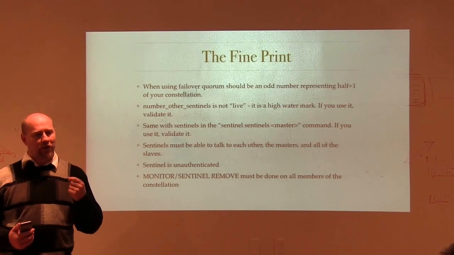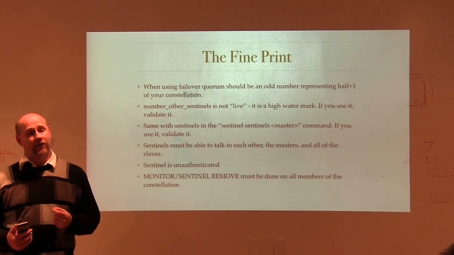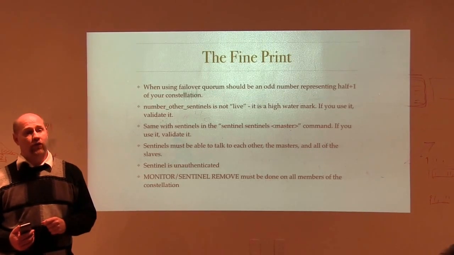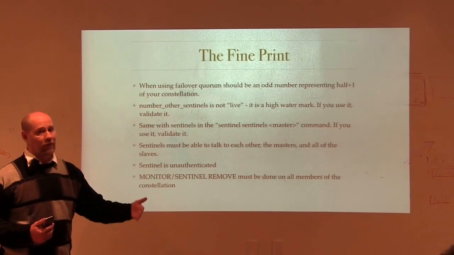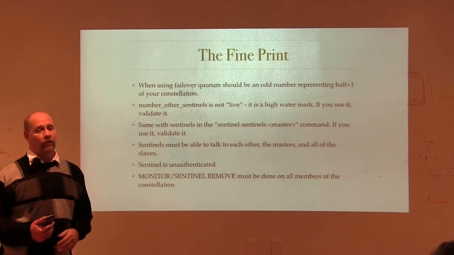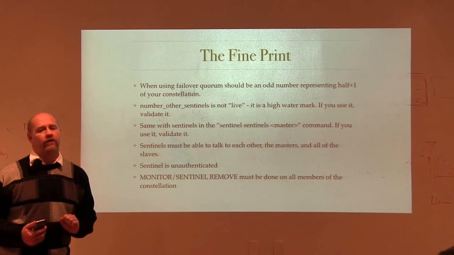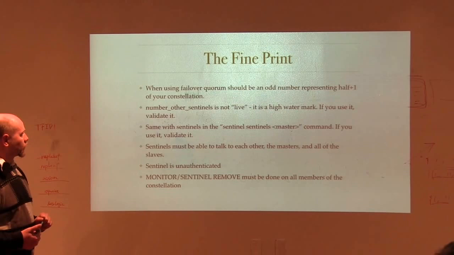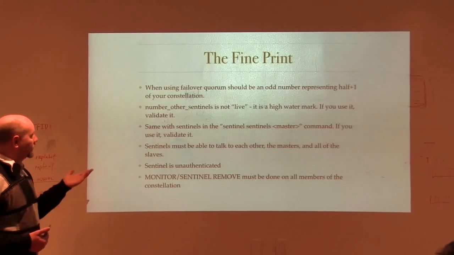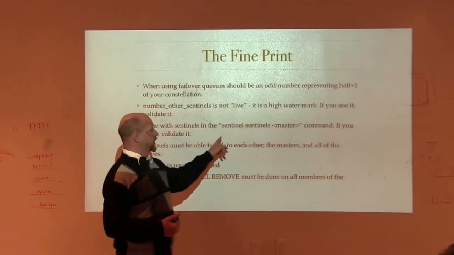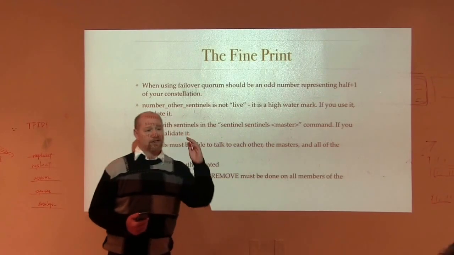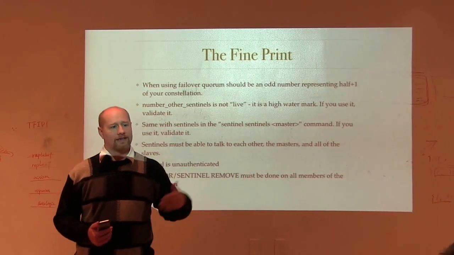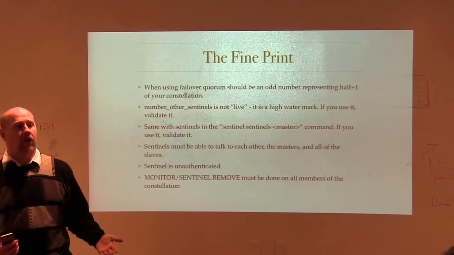So that's why that number you want to keep track of and make sure it's accurate. Because you can still wind up in a situation where you've got enough Sentinels for a quorum that you know about, but none of them will have the guts to say, okay, I will actually do this for you. The same thing with Sentinels. So the command to get the list of Sentinels for a given master is sentinel sentinels master. That list of Sentinels you get back has the exact same problem for the same underlying reasons.